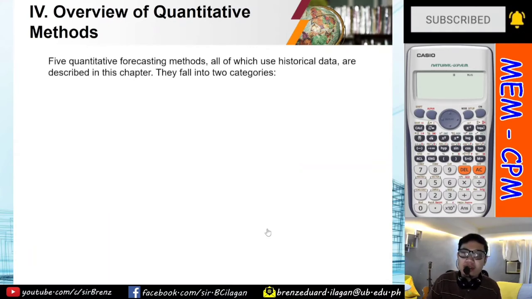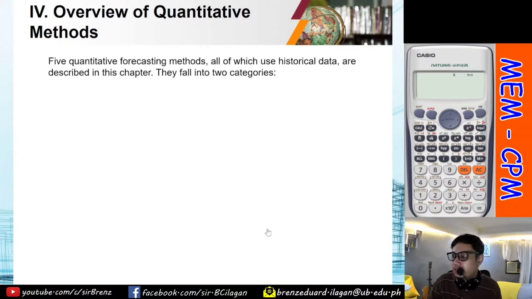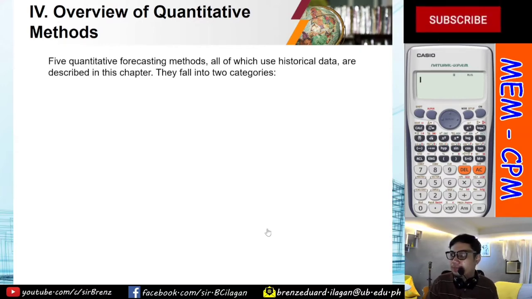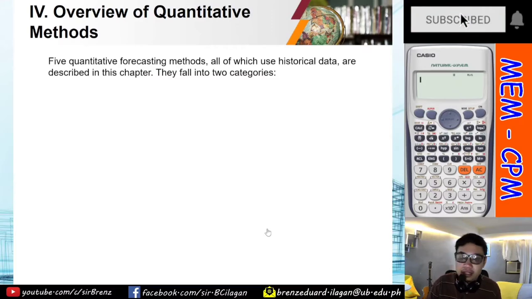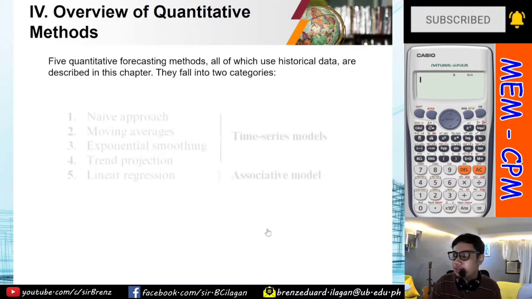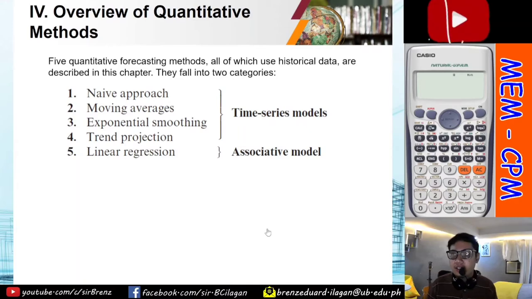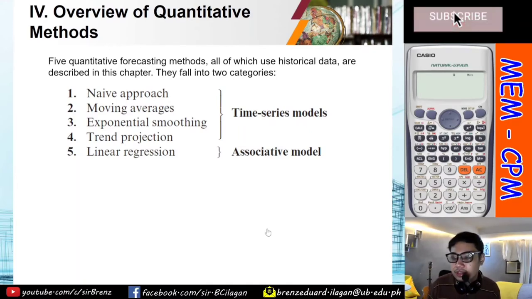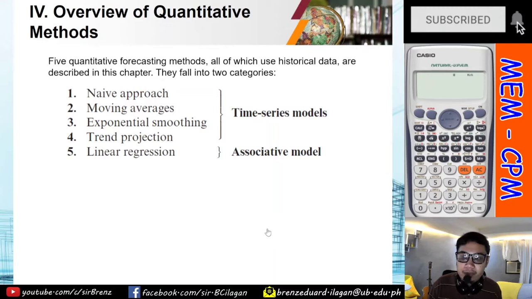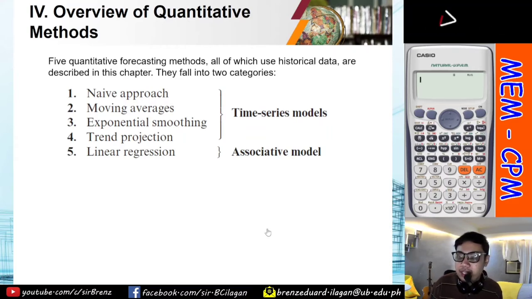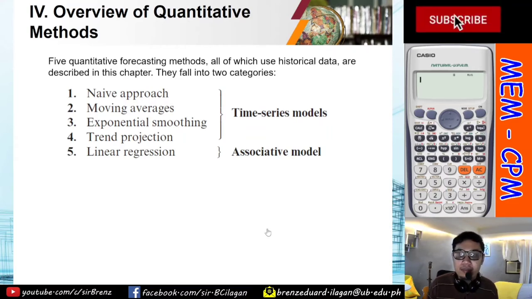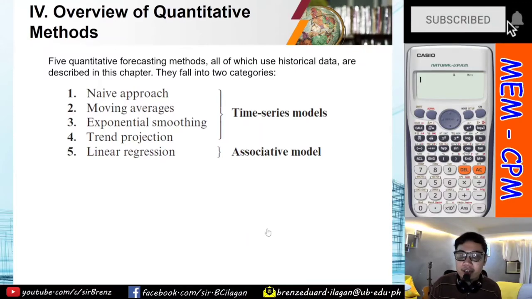So five quantitative forecasting methods, all of which use historical data, are described in this video lecture. They fall into two categories. The first category is the time series model. Under nito, meron tayong tatlo. These are the naive approach, the moving averages, and the exponential smoothing. The next one, we have the associative model. Under nito, we have the trend projection and the linear regression.